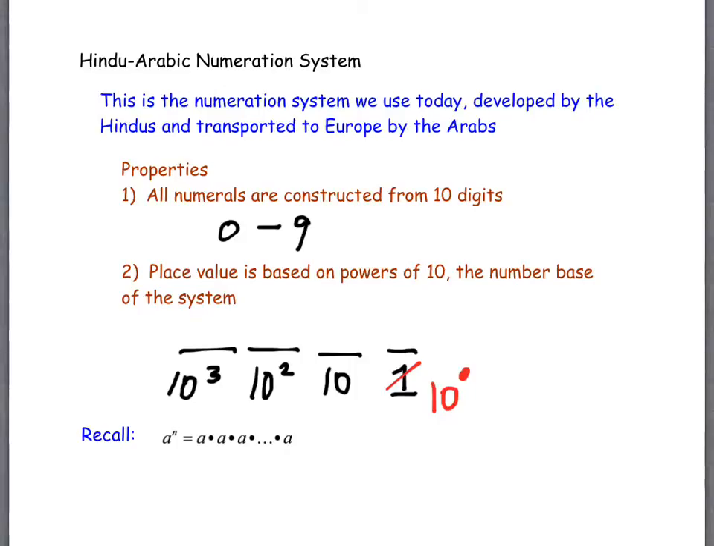This base 10, this idea of doing these powers of 10, comes from our exponentials, which we've looked at once before. Just as a reminder, when we have a to the power of n, this means we have a multiplied by itself n times. We took a look at that back in chapter 1 at some point.